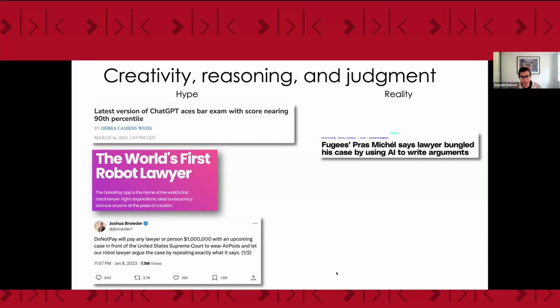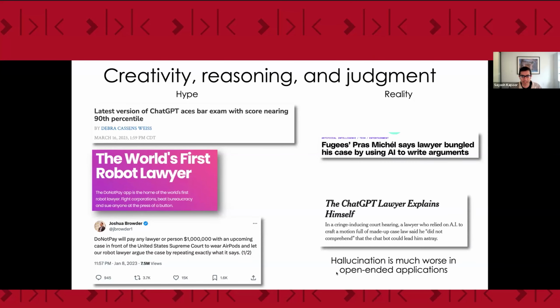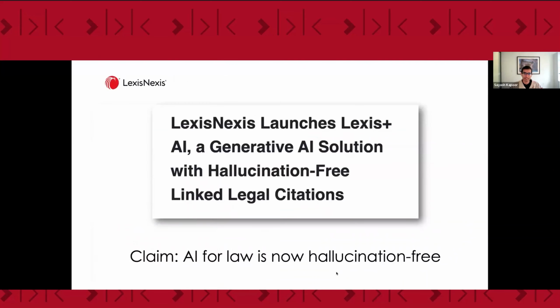In the past few months, we've seen many examples of lawyers falling prey to hallucination. In fact, hallucination is actually much worse for this kind of open-ended task, where you have to generate legal filings that can take any shape, compared to much more specified tasks, such as the information processing tasks we discussed earlier. An expert in these cases has to manually go back and check if each of the things outputted by the language model was correct. Now, again, in the last few months, we've seen claims such as LexisNexis's claim that AI for law is now hallucination-free. In fact, a number of legal tech companies have launched products with similar claims.